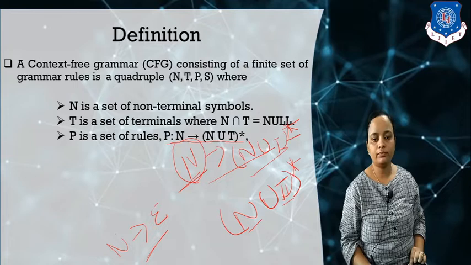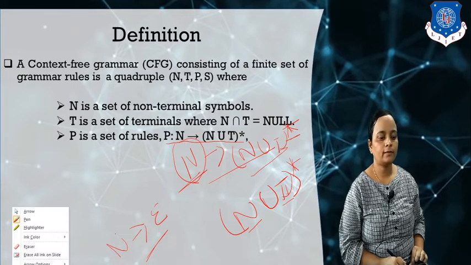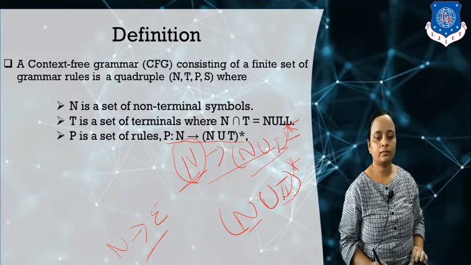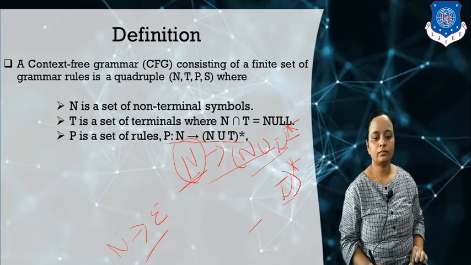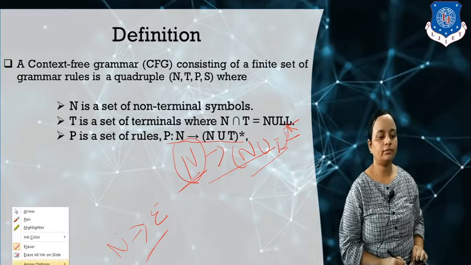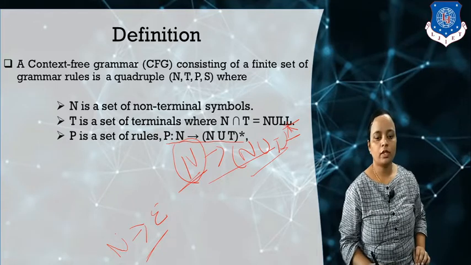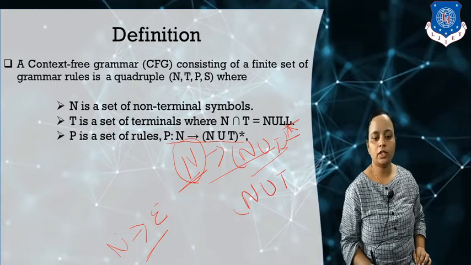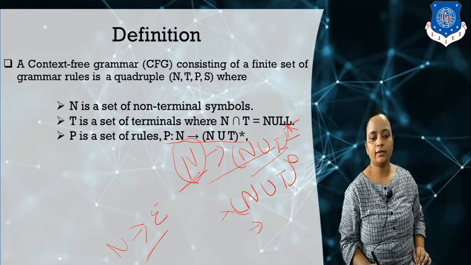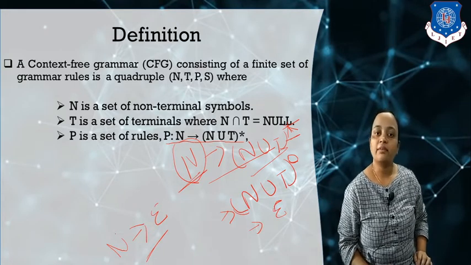So in place of the star, if we put zero, it means that it contains a null string. Like this, it may contain a null string.